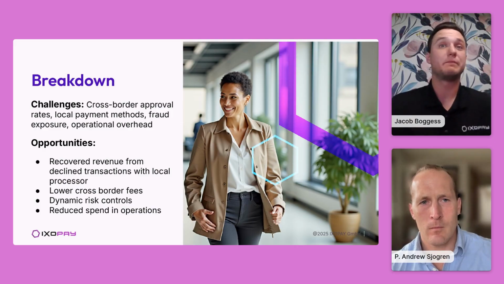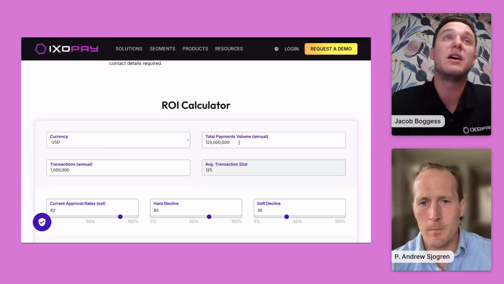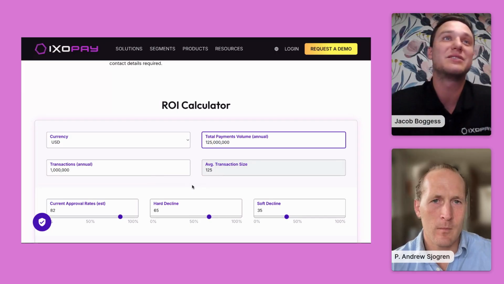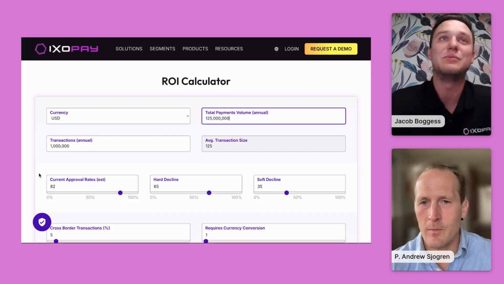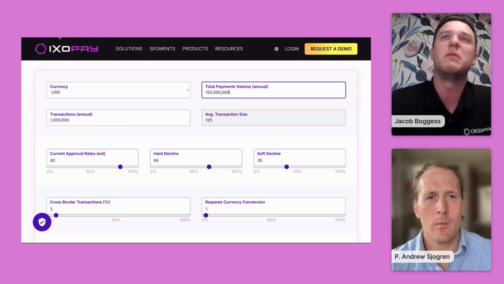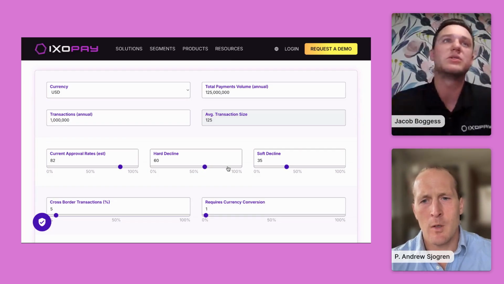So let's get back over to the ROI calculator. Let's put these numbers in. We've got, what we say, 125 million in total payments volume, 1 million transactions. So it puts you at about a $125 average transaction size with that current approval rate at 82%. Andrew, let's play around with the hard decline and soft decline. Maybe we're sitting at about 40/60 hard, or you got it right there. So we can just play around with it, and we can maybe play around with merchant B as well.